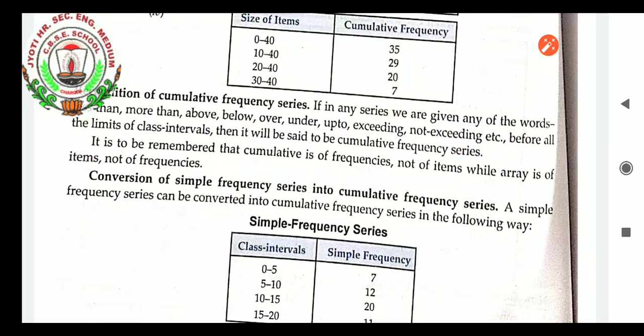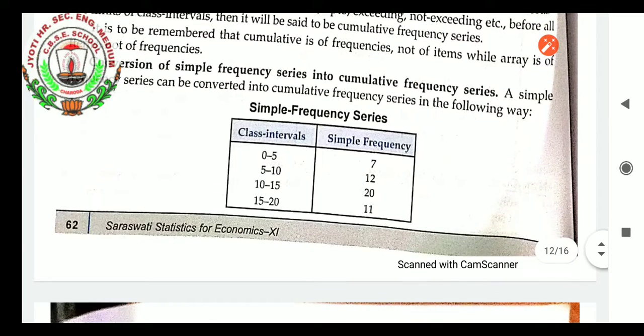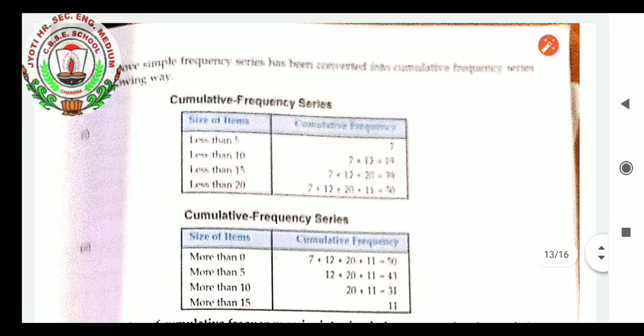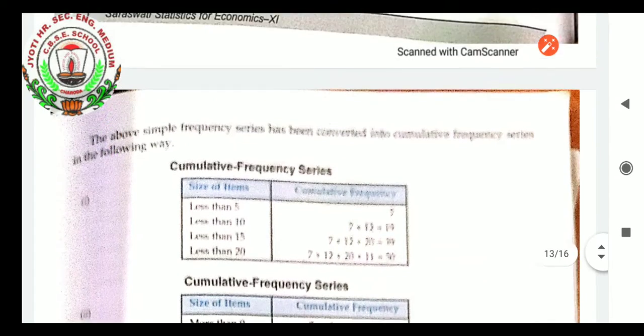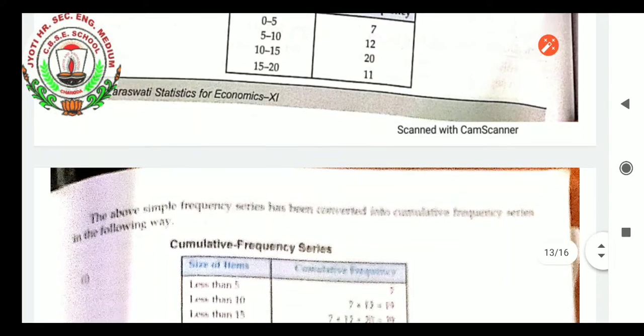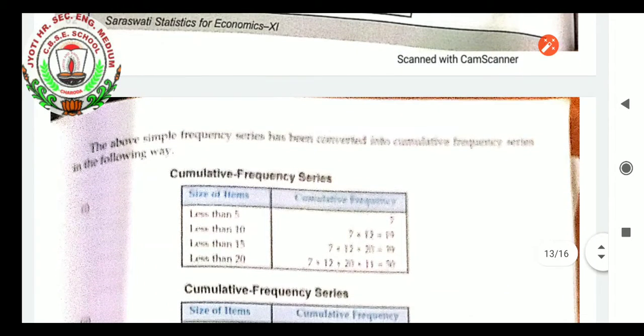Conversion of simple frequency series into cumulative frequency series. A simple frequency series can be converted into a cumulative frequency series in the following way. Here is the simple frequency series, and this is the cumulative frequency series. Less than 5, 7 is there. Less than 10, how much is given? 12.